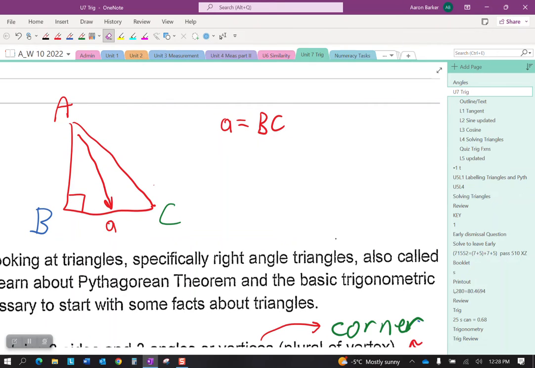Okay. Now, what about capital B? Put your pencil here on this corner and draw an arrow to the opposite side. When you do a straight line to the opposite side, that will be the lowercase b. So side little b could also be known as what 2 capital letters? The 2 on each side of it are A and C. Okay. So this is how we label our sides.